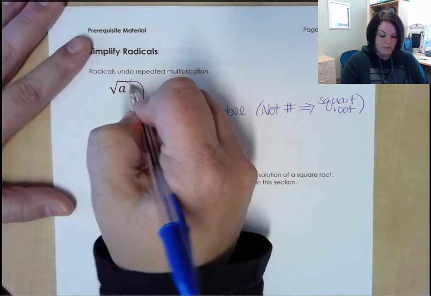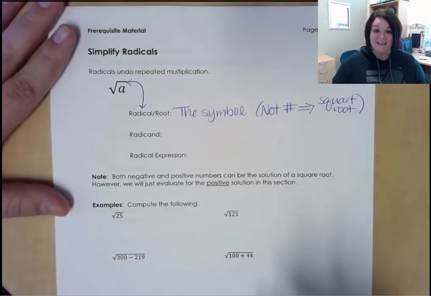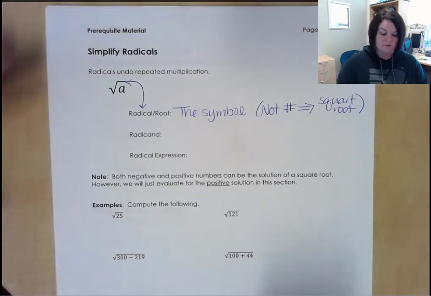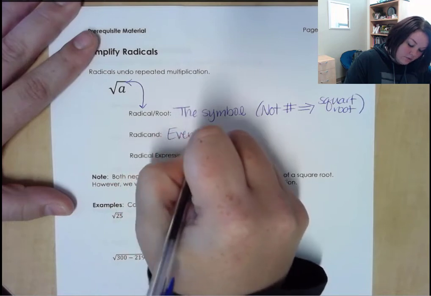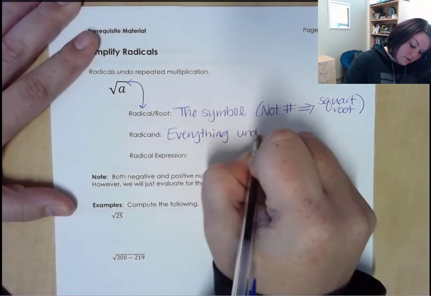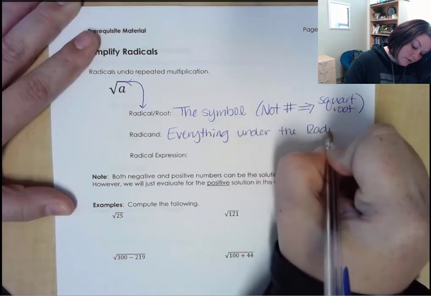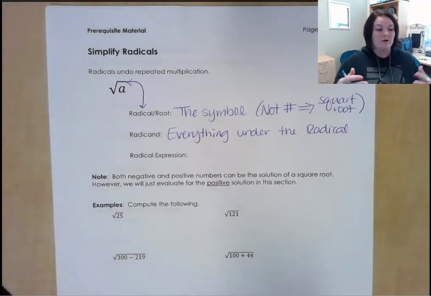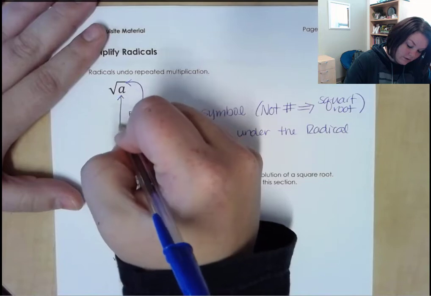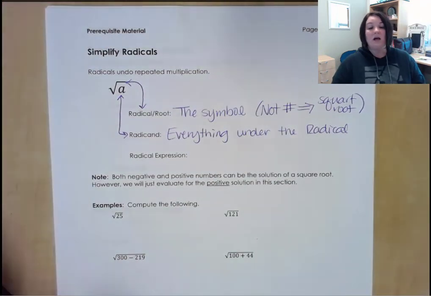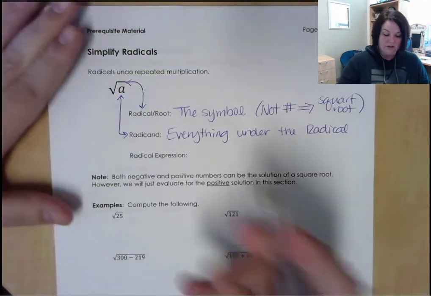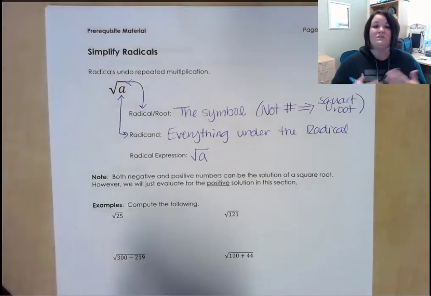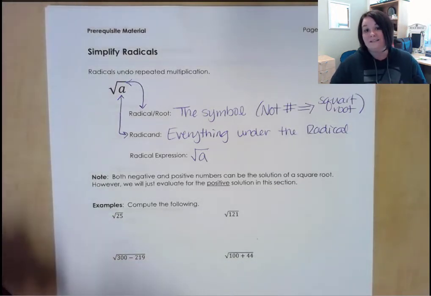So in this case, we are just talking about this symbol. And when we talk about the radicand, the radicand is basically everything under that symbol, or everything under the square root. So radical is a symbol, radicand is everything under the symbol. And when we talk about a radical expression, that's just the whole thing put together. So in this case, our radical expression would be the square root of a. The reason I go over that is just so that if you hear me using those words, you know what it is that I'm referring to.